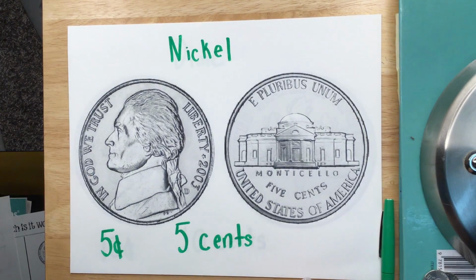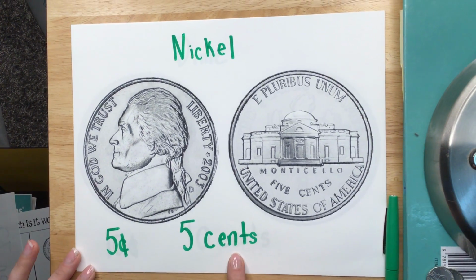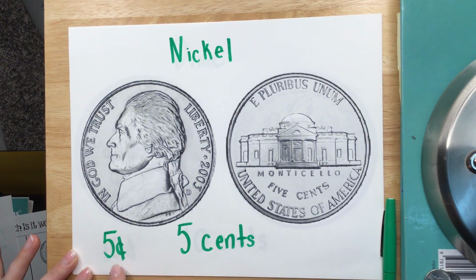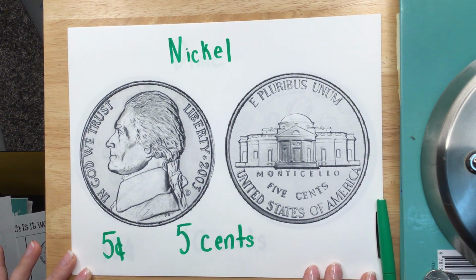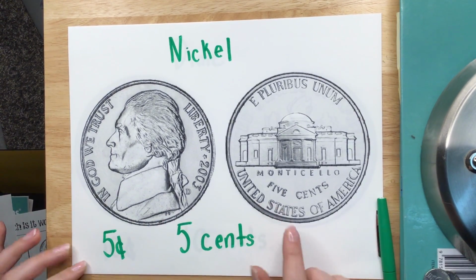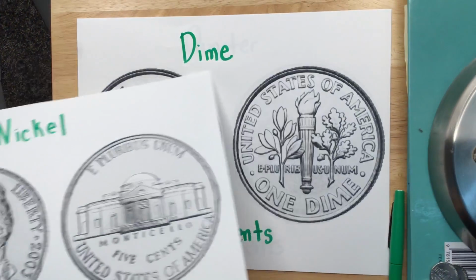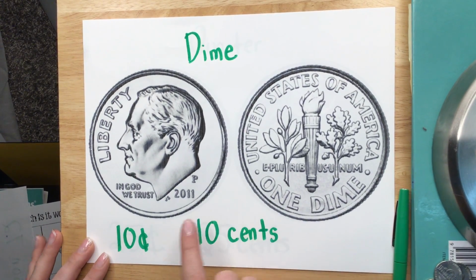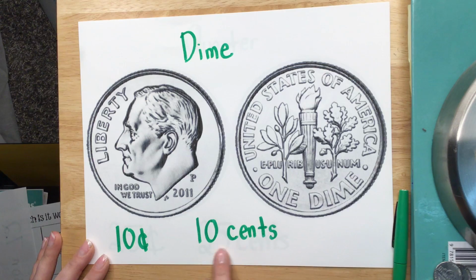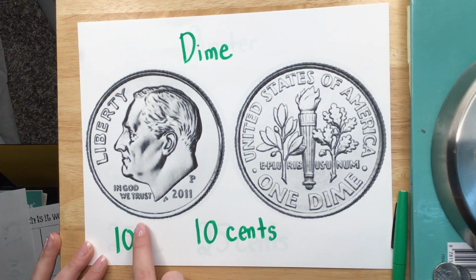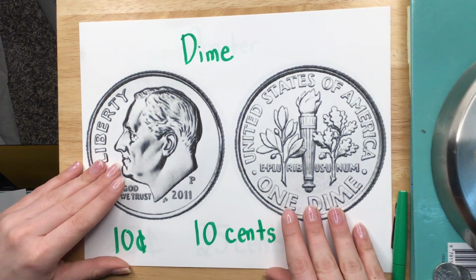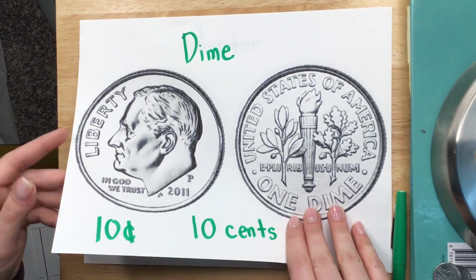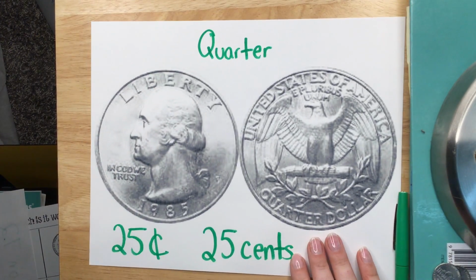Then we talked about the nickel, and we know that the nickel is worth 5 cents. And here's the 5 with the C and the line through it to represent cents. This is the front and the back of the nickel. And then we talked about the dime. We know that the dime is worth 10 cents. So this is the front and the back of the dime. We have 10 cents down here, and then 10 with the circle and the C and the line right through it. And then today we are learning about the quarter.